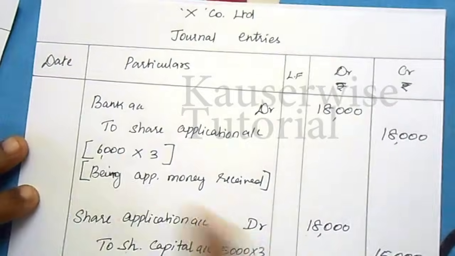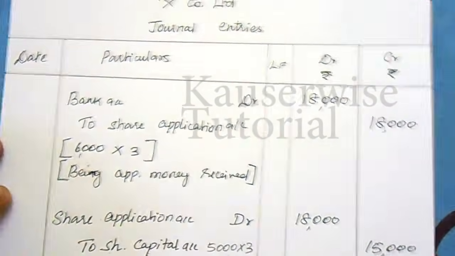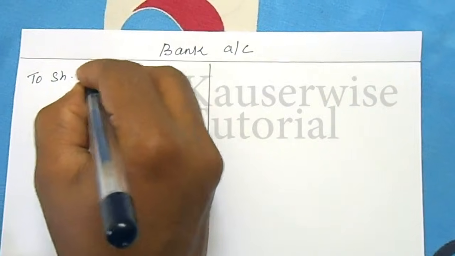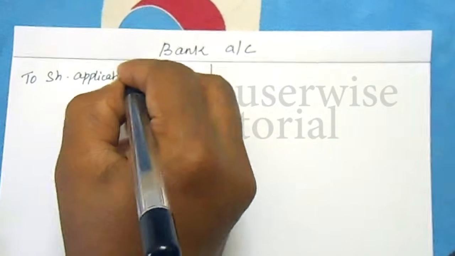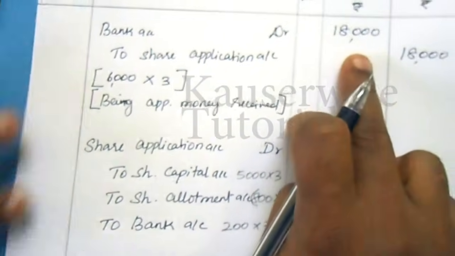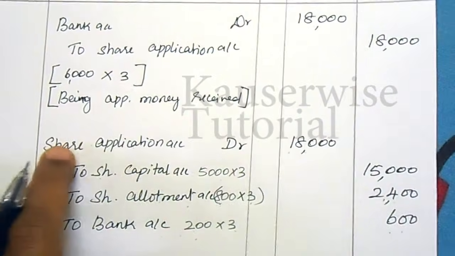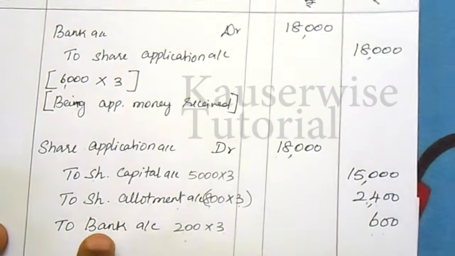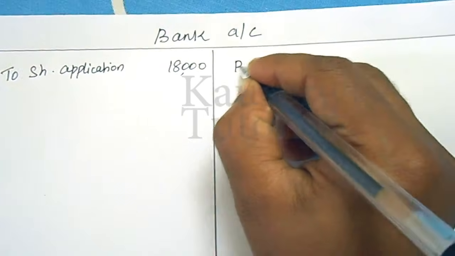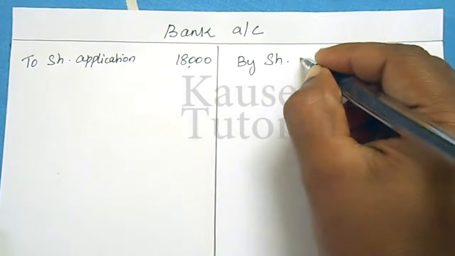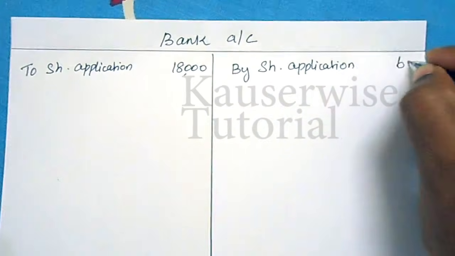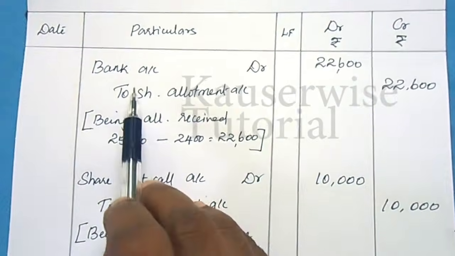See the entries. First entry, bank account debit to share application. In the bank account debit side, to share application, how much amount? 18,000. Next, here bank is credited. Share application account debit to bank. So in the bank account you have to write by share application, 600 rupees. That is the rejection entry, 600 rupees.